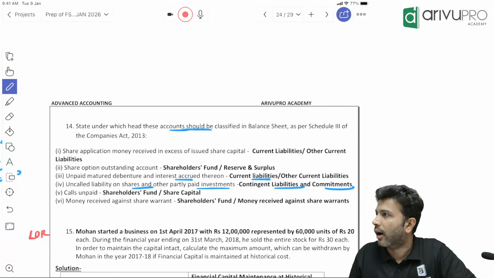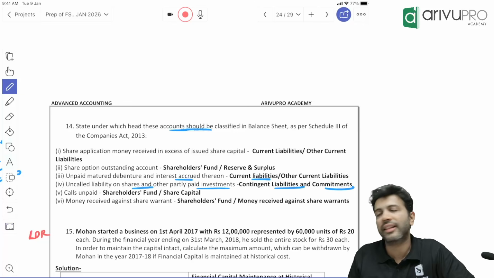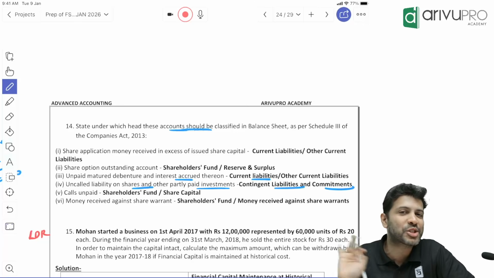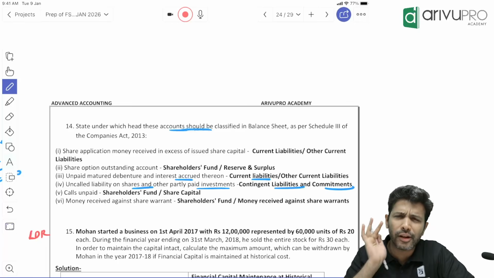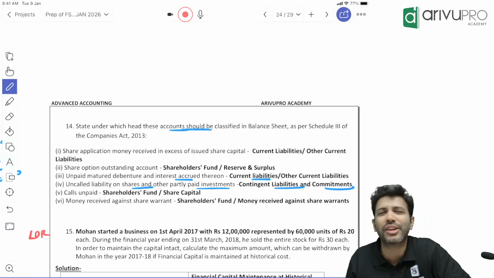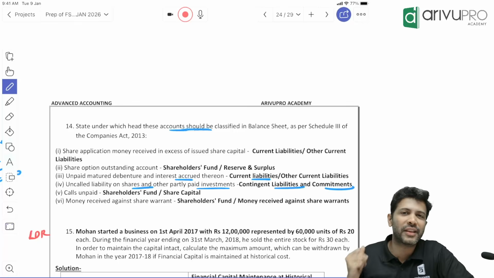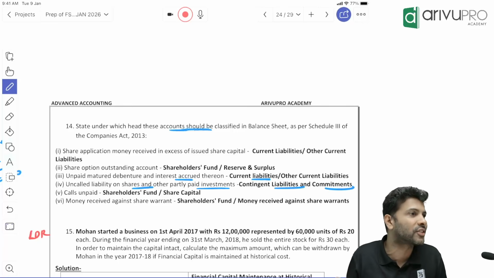Sir, what is the point in learning the four features pro rata when it won't come up in real life? Everything we can't attach to real life. Some are meant only for exams. So we'll have to learn it in a purely exam context. In practical life, you never pass a journal entry like this. You do it in the system.